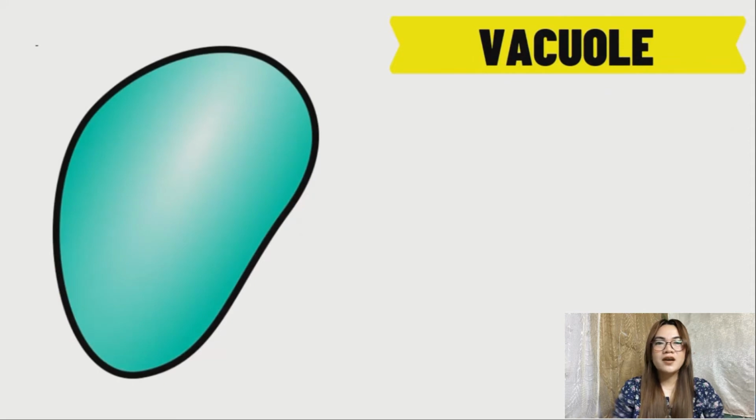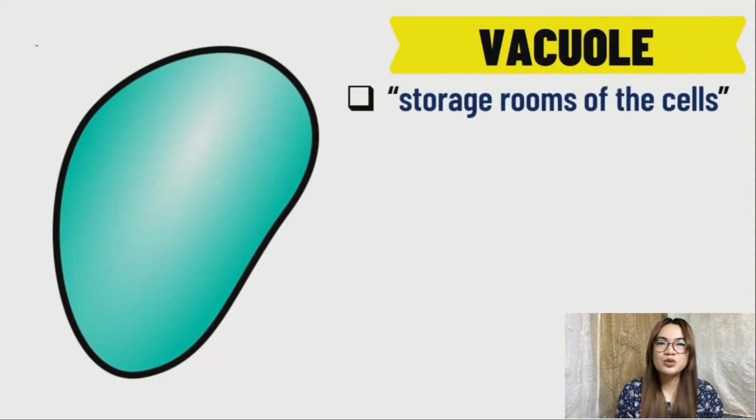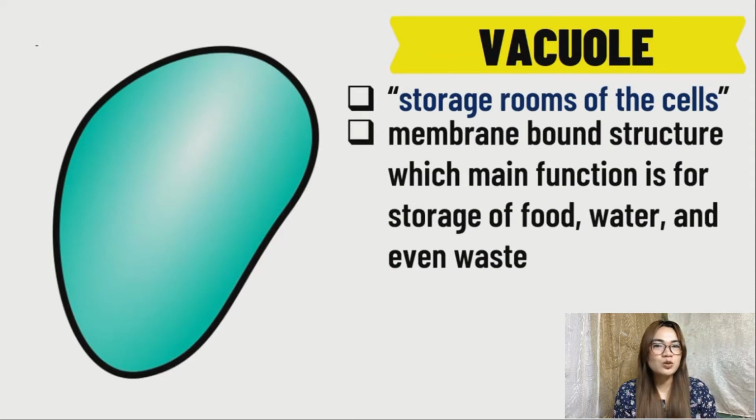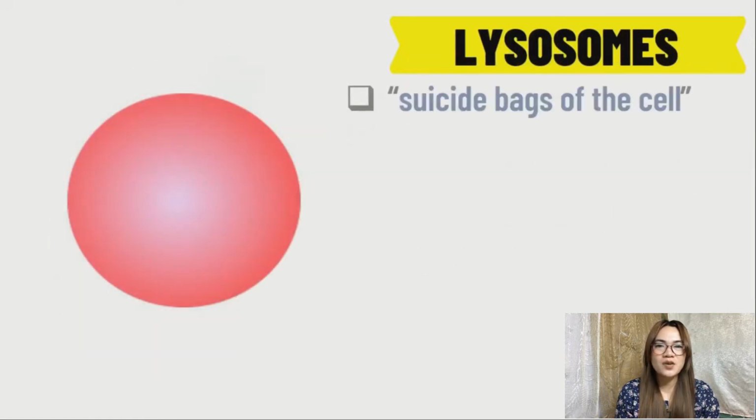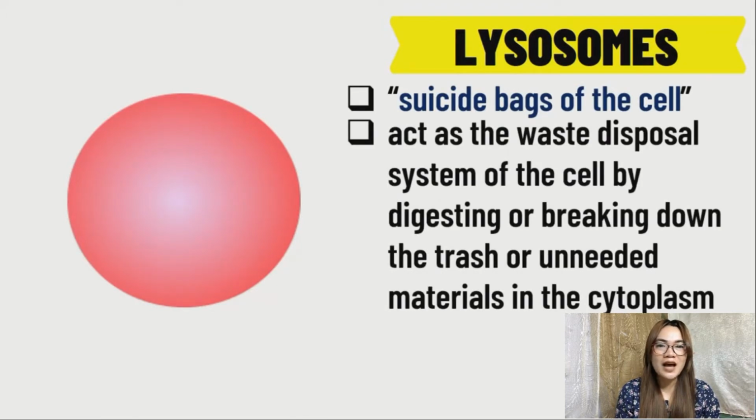Next organelle are vacuoles. Vacuoles are coined as the storage rooms of the cells. Vacuoles are membrane-bound structures whose main function is for storage of food, water, and even waste. Lysosomes. Lysosomes are known as the suicide bags of the cell. Lysosomes act as the waste disposal system of the cell by digesting and breaking down the trash or unneeded materials in the cytoplasm.